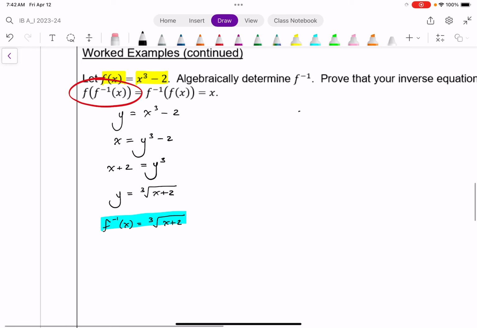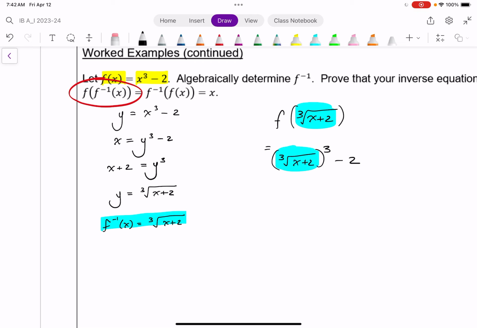So first, let me look at where I have the inverse inside f. The inverse is the cube root of x plus 2, and I want to put that inside function f, which is x cubed minus 2. So it's the whole input, all of this cubed. So it's the cube root of x plus 2, but all of that cubed, and then having 2 subtracted from it. Well, the cube root and a power of 3 are inverses of one another, so they cancel out. We just have x plus 2, and then that minus 2. Plus 2 minus 2 is 0, clearly, and so I do indeed get just x.